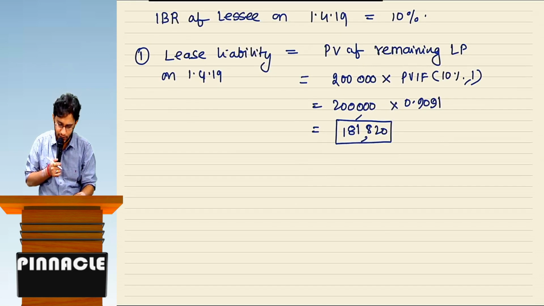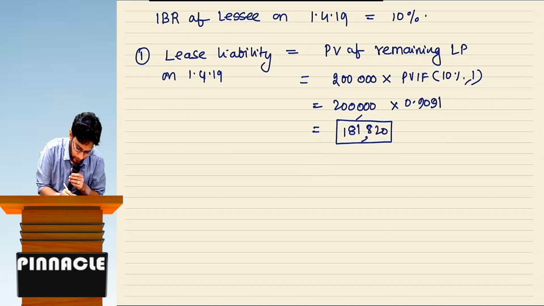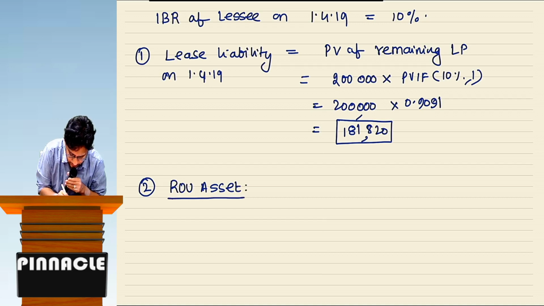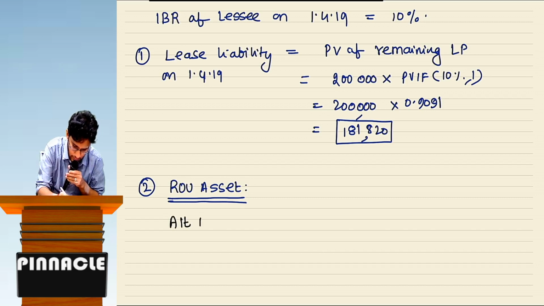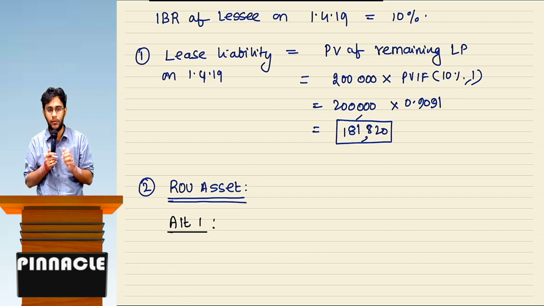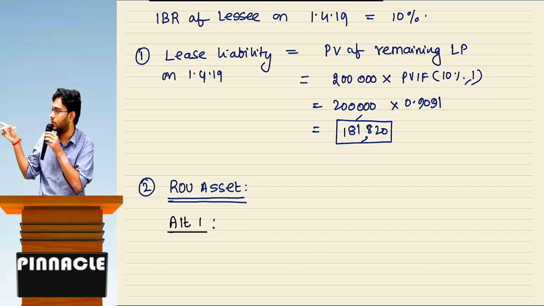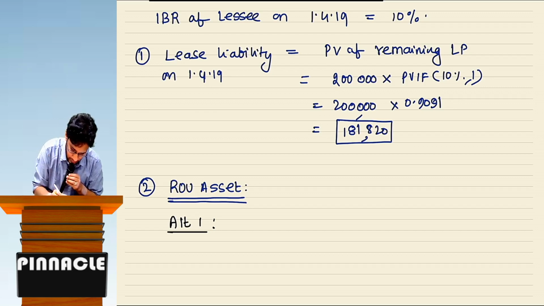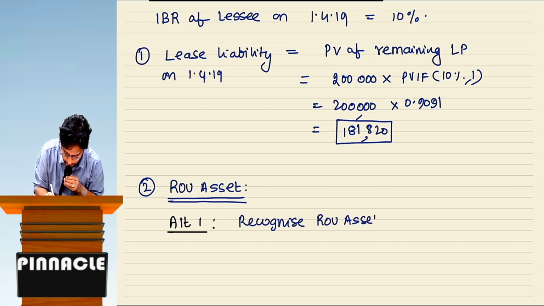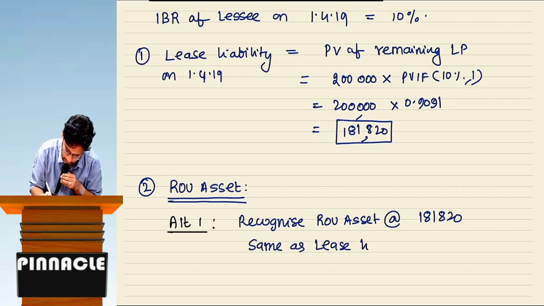So the lease liability is fixed at this amount. Now coming to the ROU asset. For the ROU asset, two alternatives are there. What is alternative one? Just record the ROU asset also at the same amount, and close the matter. Recognize ROU asset at 181,820, same as the lease liability.